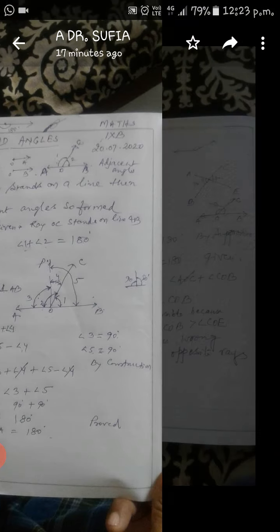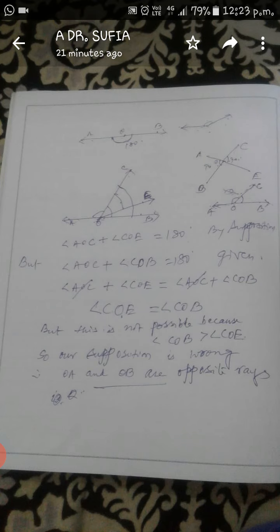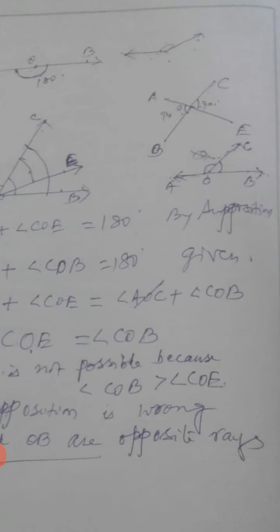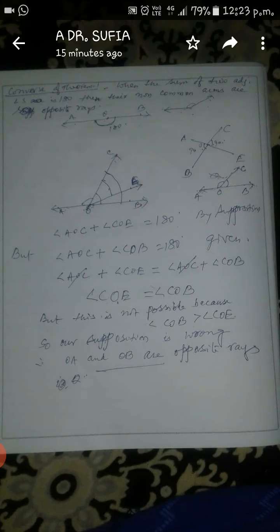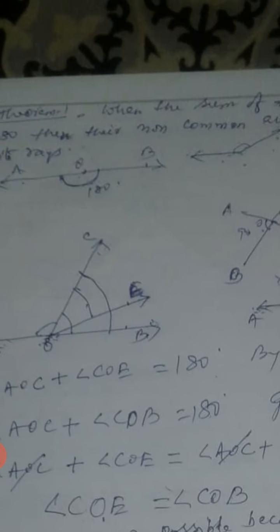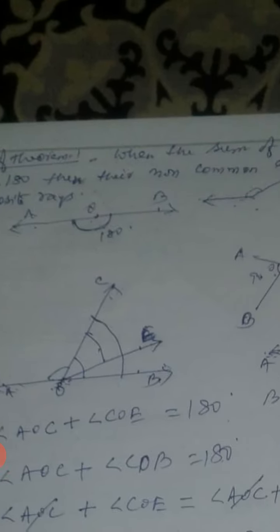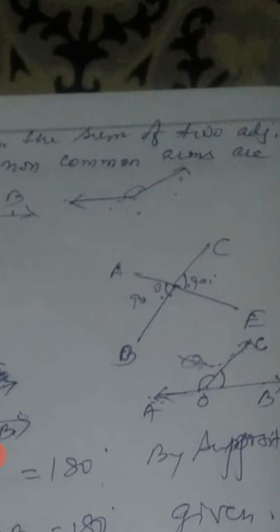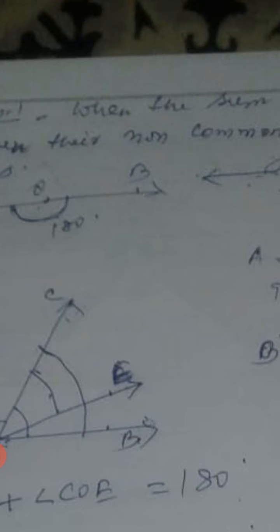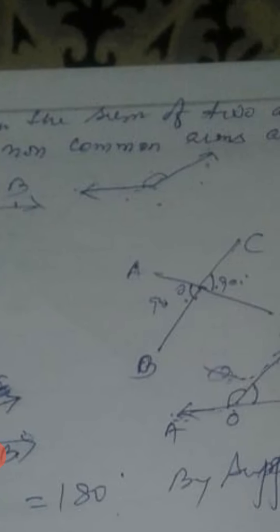Now another theorem is the converse of this theorem. The converse of the theorem is: when the sum of two adjacent angles is 180 degrees, then their non-common arms are opposite rays.